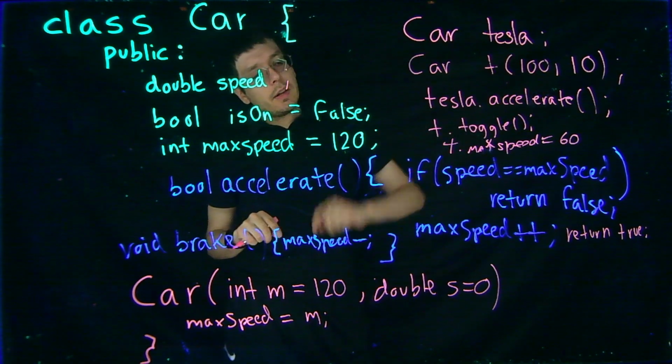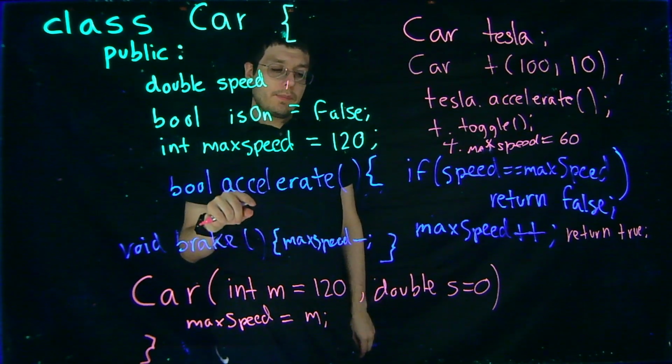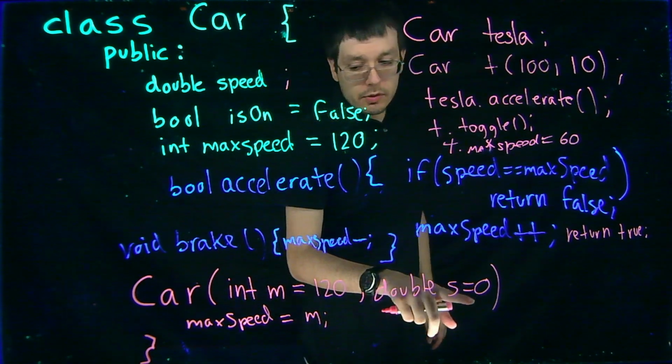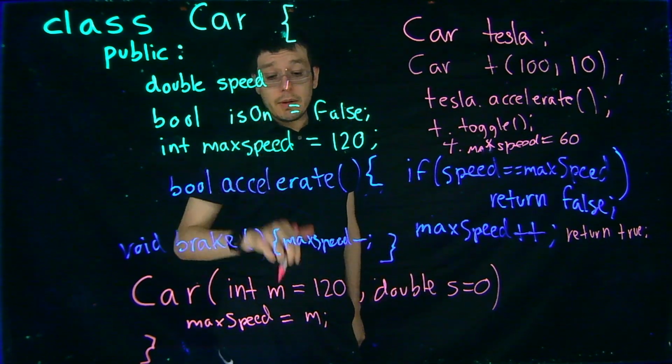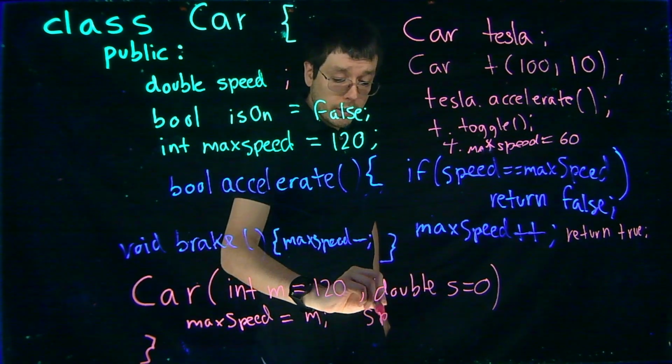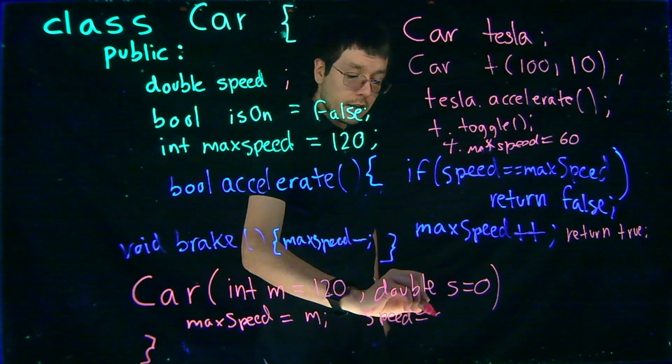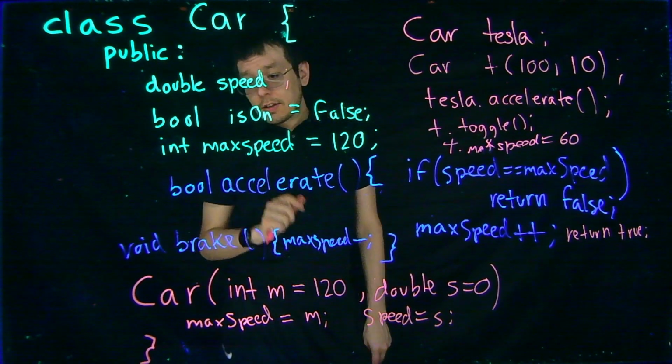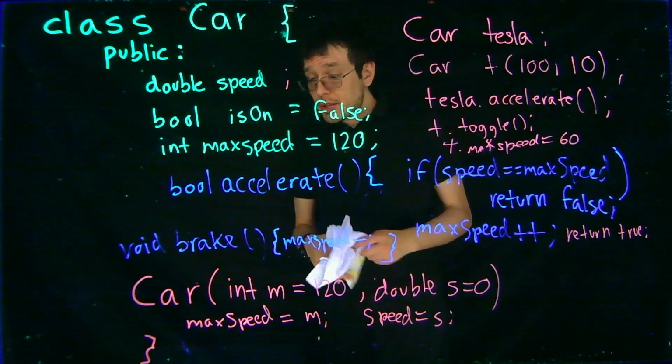So in this scenario here, I want this S to basically set up the speed variable. So while I could do it here by just writing a line of code that says speed gets S, that's no fun. I want to show you a different way of doing it.